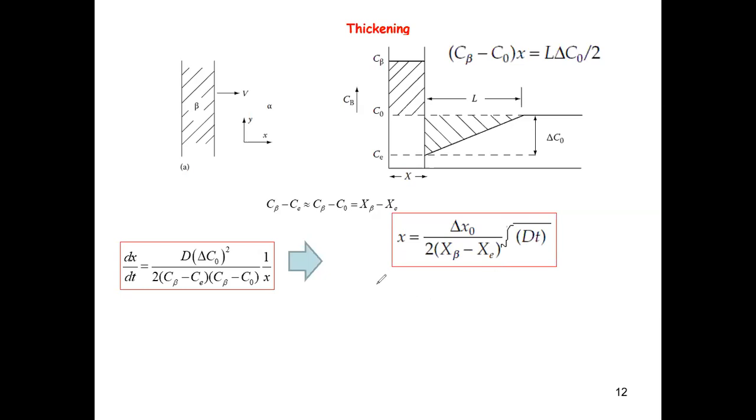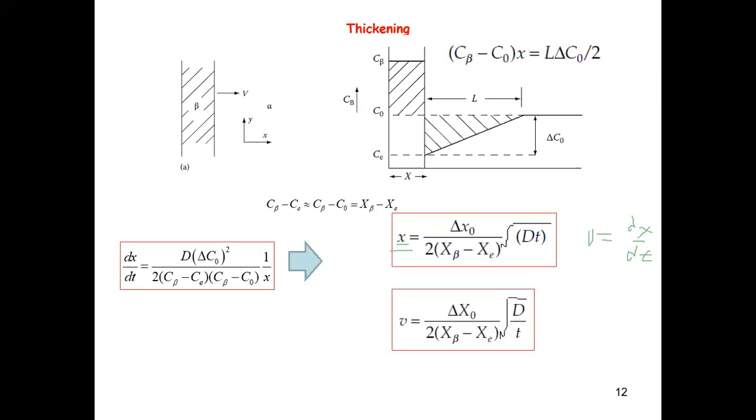Okay, I think the easiest thing is that based on the definition, v equals dx over dt, right? So what you need to do is just take the derivative of this with respect to time, and then you have an expression for the velocity, which is also very straightforward. Okay, so if you do that, this is the expression for the velocity.